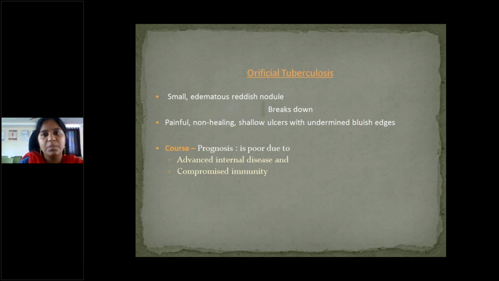It presents as a small edematous reddish nodule, painful, non-healing, with shallow ulcers, but the pain is out of proportion to the size of the ulcer. Prognosis is very poor because there is already very intense advanced internal disease and compromised immunity in these patients. So prognosis is very bad in these patients.